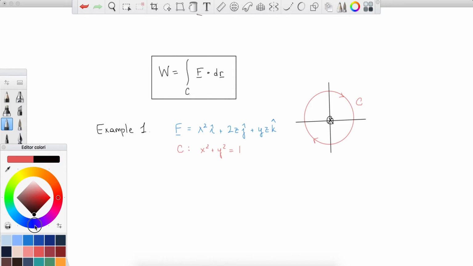Okay, so what now? The standard method really is just to go in with the line integral. So the integral along the path C of x squared i plus 2z j plus yz k, dot product with dr, and here we run into the problem. How do we define dr?